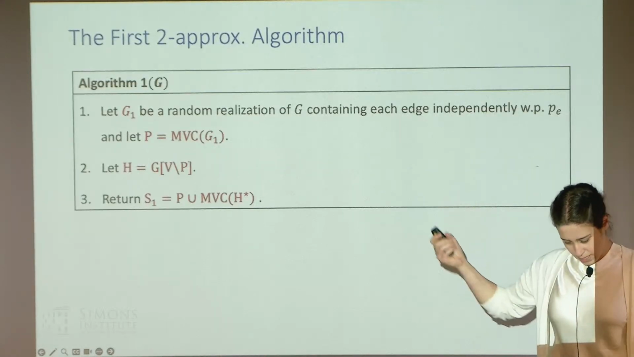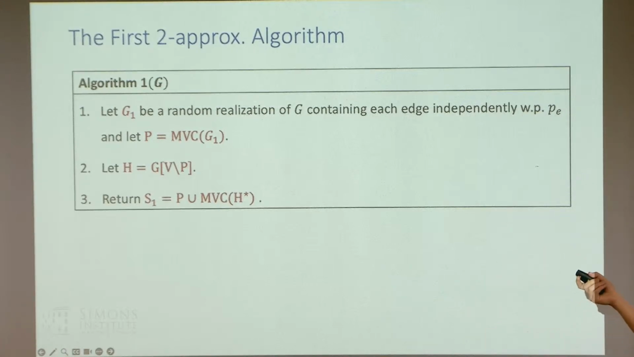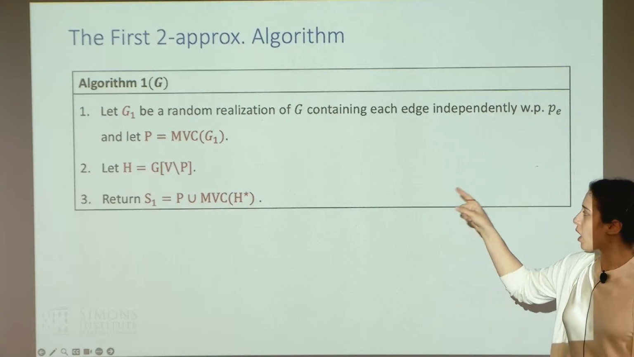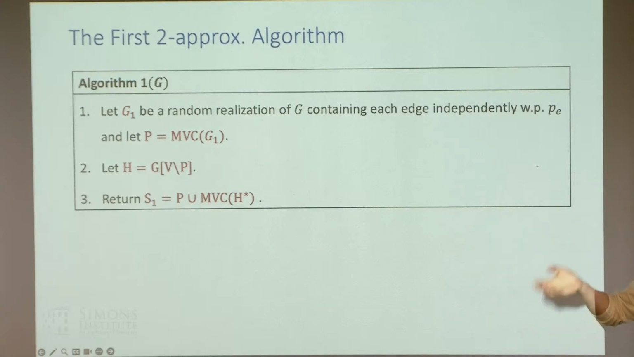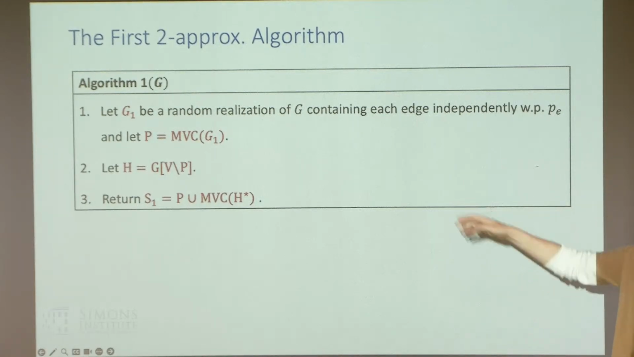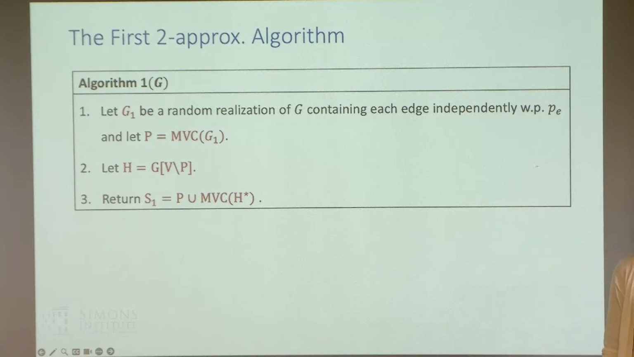The first algorithm is as follows. It starts by drawing a random realization of the base graph, which is referred to as G1. This is going to be from the same distribution as G star. The way we construct it is that we draw each edge belonging to G1 independently with probability p_e. Right? So G1 is from the same distribution as G star. Then we pick a minimum vertex cover of G1, which we refer to as P, right? And we commit to have all these vertices in the final solution.